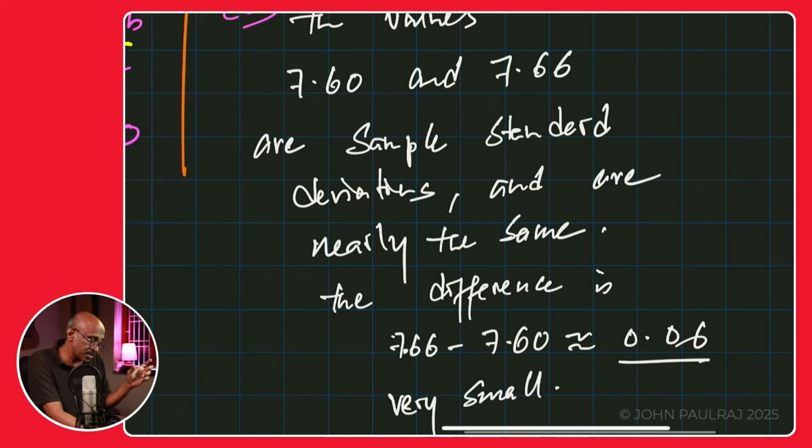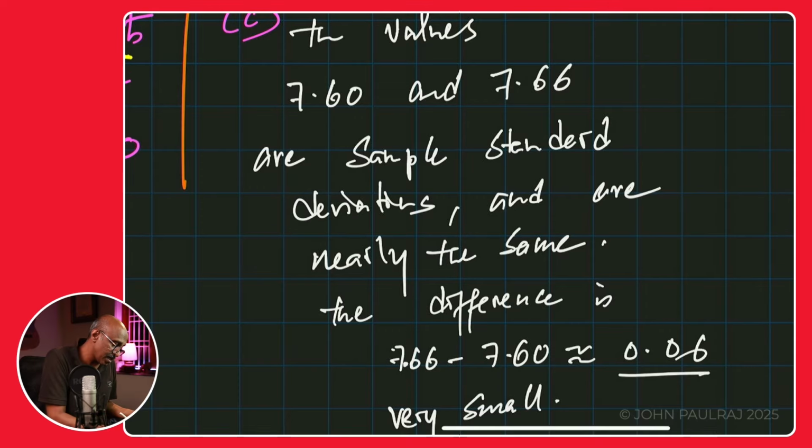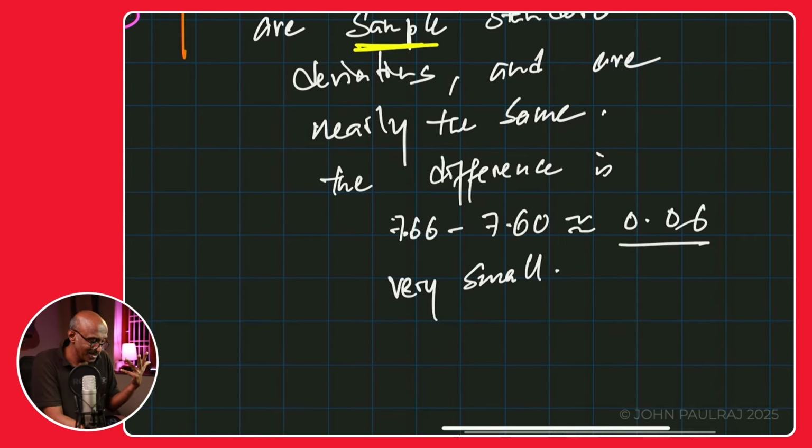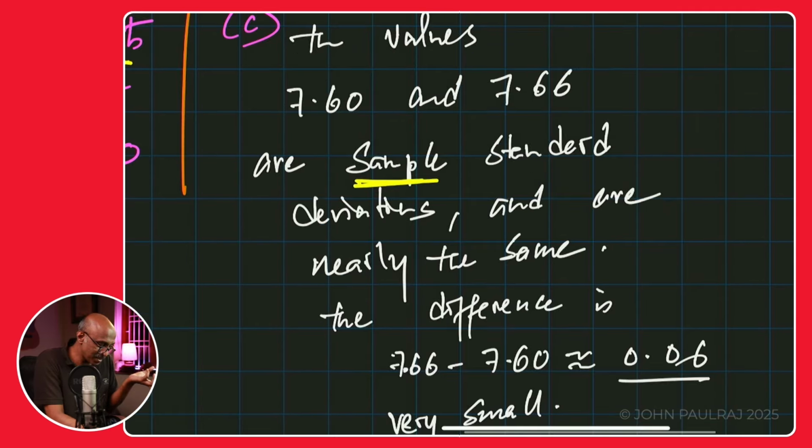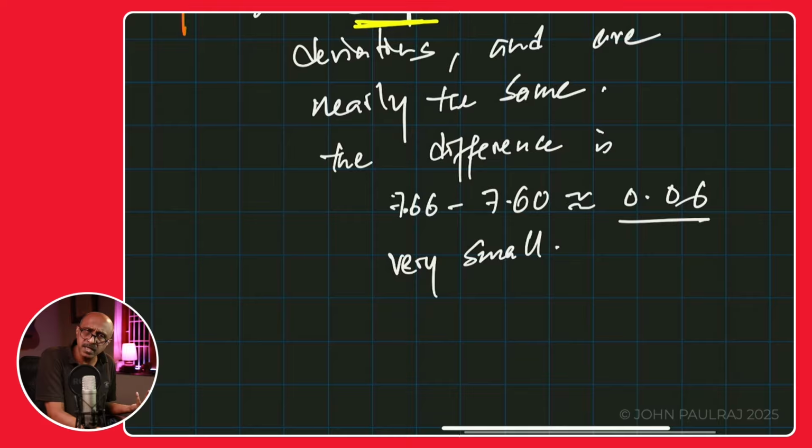So the value is 7.60. This is the main thing. Okay, the main thing is that they are sample values. They're from a sample. They're not the population. They are supposed to represent the population. And remember, the sample size is small. So they're sample standard deviations. We call it the unbiased estimate to the population standard deviation. So the population standard deviation might as well be equal.